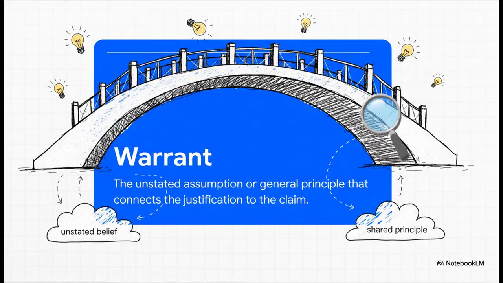And now for my favorite part, the most interesting piece of the puzzle, the warrant. This is where the magic happens. Think of it as this invisible bridge of logic that connects your justification to your claim. It's almost always an unstated belief, a shared idea that the speaker is just assuming you already agree with.